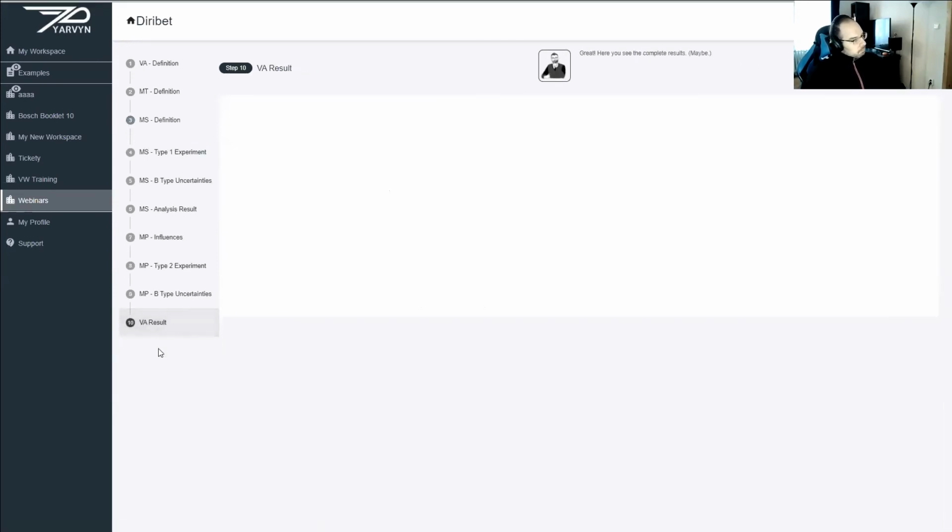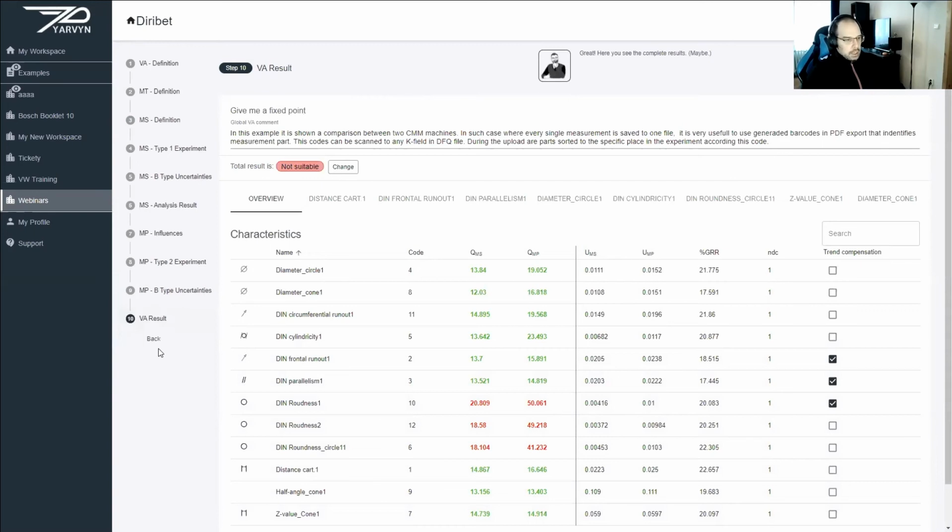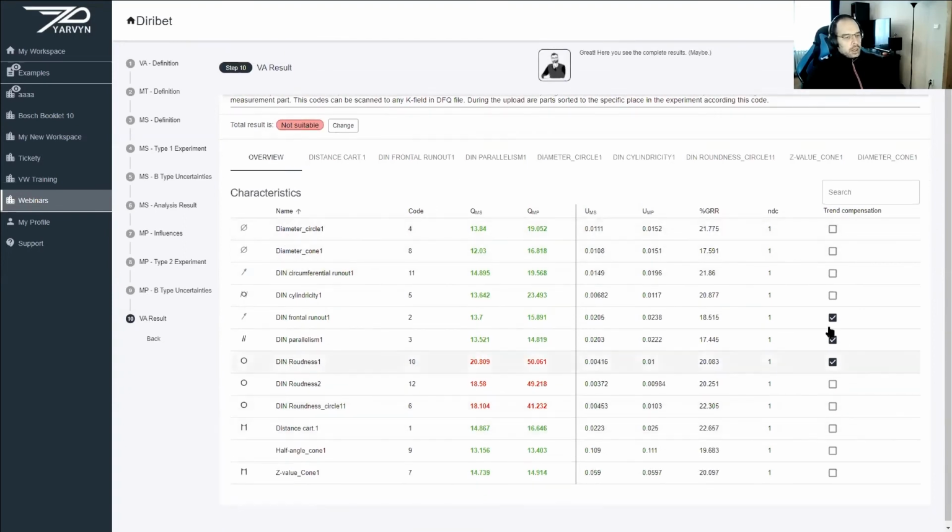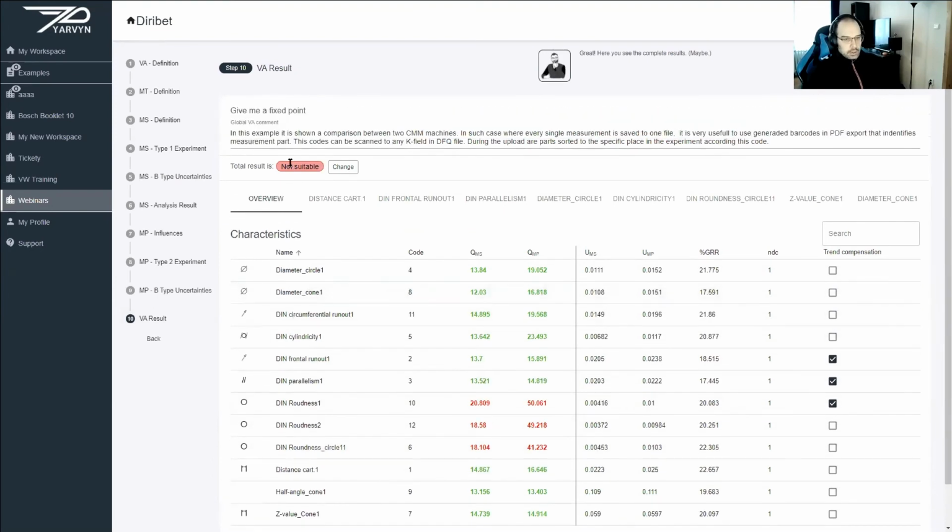And if we go to the evaluation screen, the first thing you can notice is something we call total result. In this case, it's not suitable, and this total result is the worst result from all characteristics. You can see we have some that are not capable. That's the reason why the total result is also, let's say, red.